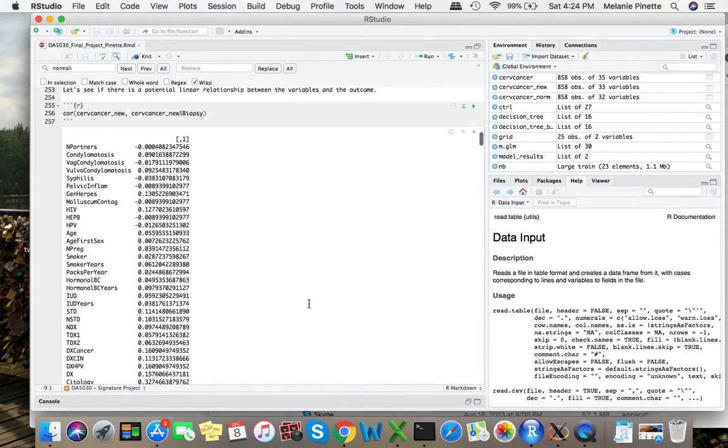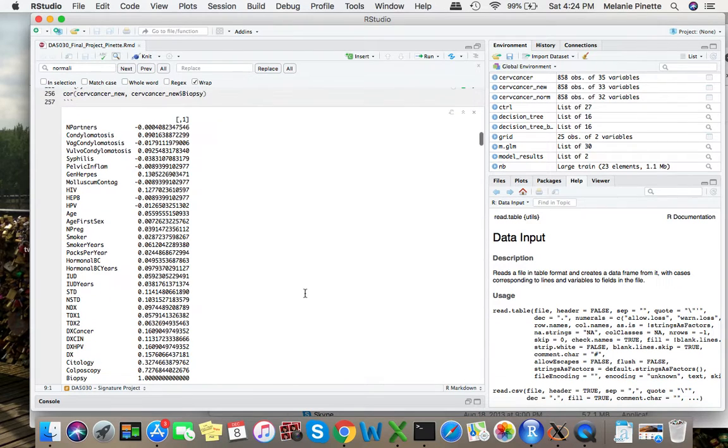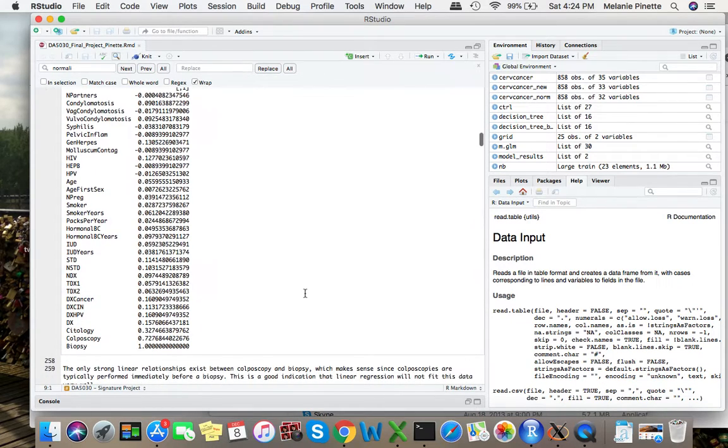In addition, we should see if any of these variables are linearly related with the outcome, and they aren't except for colposcopy, which makes sense since generally a colposcopy will come before a biopsy. So the next step is to determine our modeling approach. Given the binary endpoint, we'll explore a few binary classifiers.